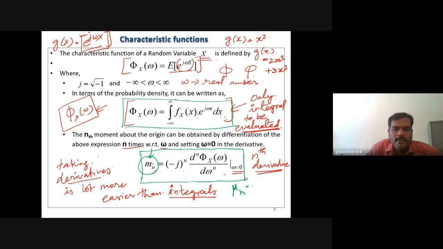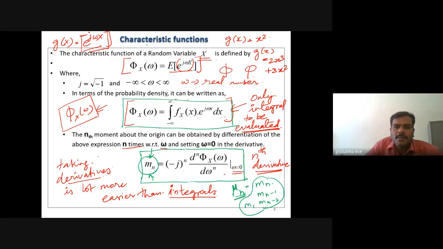Because once we know mn, we can combine mn, mn minus 1, mn minus 2, etc. up to m1. All of this can be combined to find out mu n. So that's why we don't have a formula for mu n, we just have it for mn. So this is the characteristic function and its method of evaluating the moments.